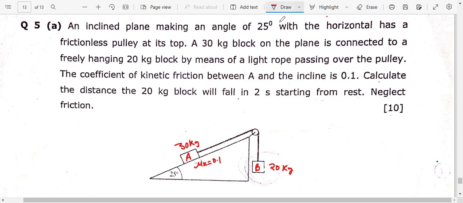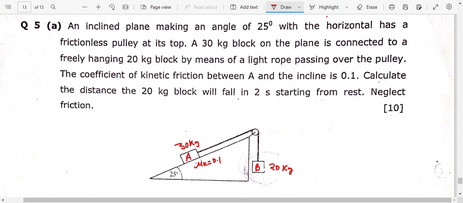Now, what's the question? Calculate the distance the 20 kg block will fall in 2 seconds starting from rest. Neglect friction. So what friction are we neglecting here? Remember we are mentioning the 20 kg object. So the friction that you might be neglecting here is the air friction, the friction from the atmosphere, which might be pushing the object upwards because when it is falling down, there will be such a force.